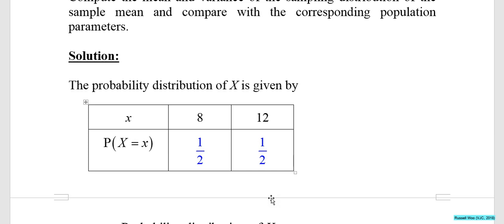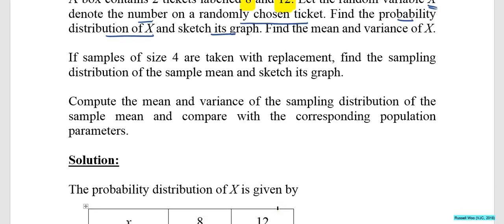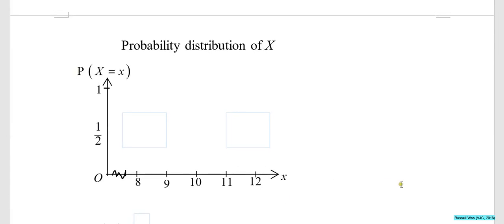Either you get 8 or 12, so you get half and half. Now, so simple, we want to find the mean and the variance. This is the probability distribution. You're supposed to sketch this. You get probability half for an 8, and you get 2 dots here. You've got to sketch the 2 dots.